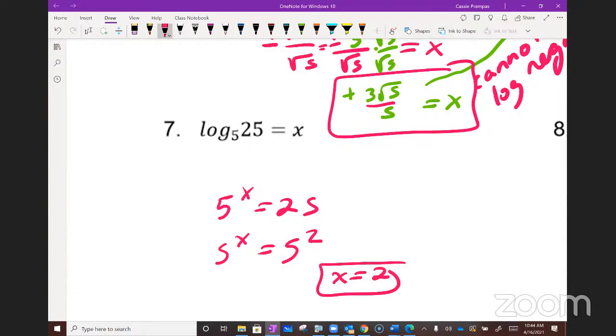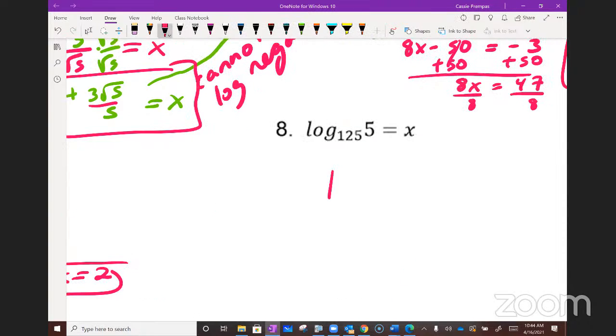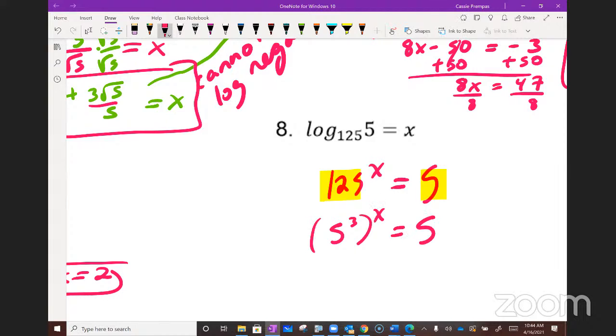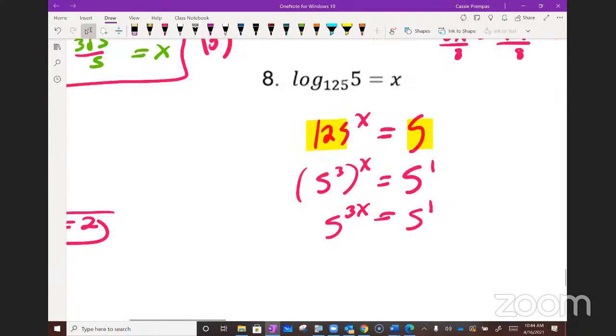So let's just finish this one together. Number 8, if I'm asking 125 raised to what power gives me 5, you could try to not reach for your calculator. How could we rewrite 125 as a base of 5? 5 cubed, excellent. And if I have 5 cubed raised to the x equals 5 to the, what's the power on 5 if there's nothing there? 1, good. So this is actually 5 to the 3x equals 5 to the first. And now you can set 3x equal to 1 and solve. And you get x is equal to 1/3.